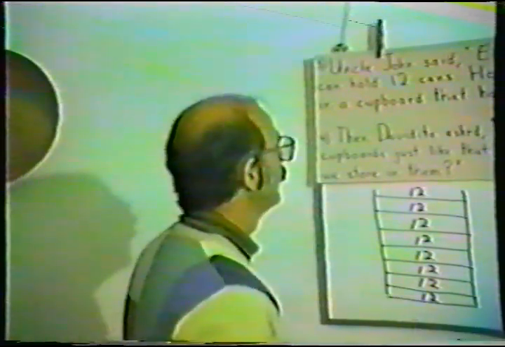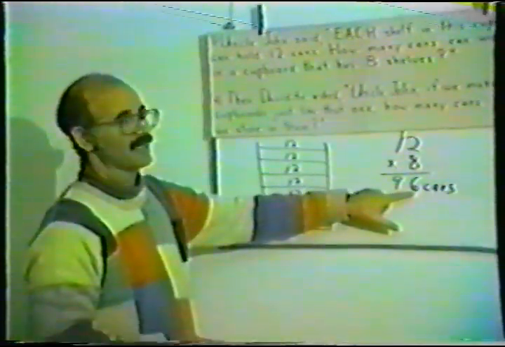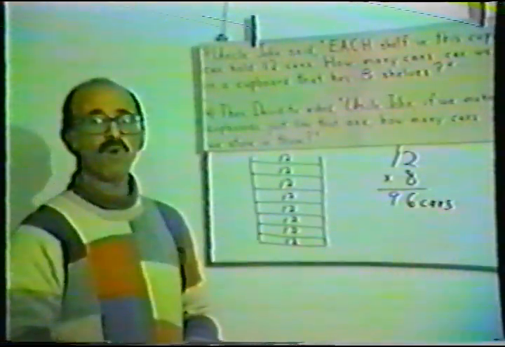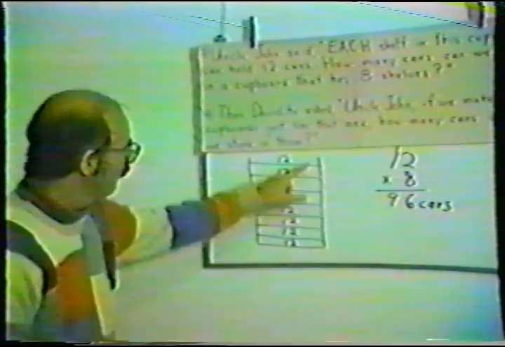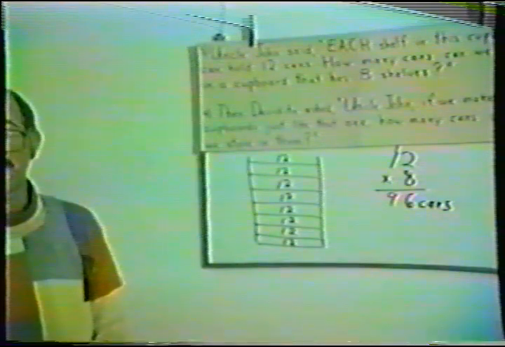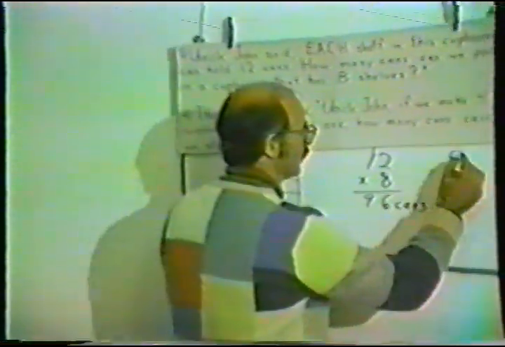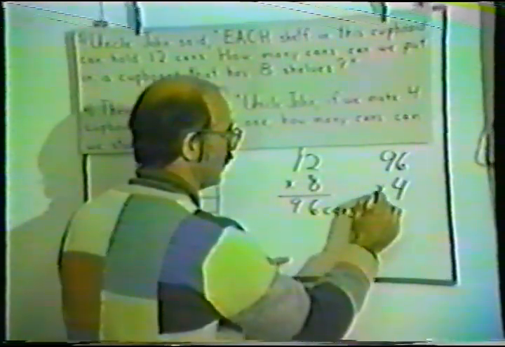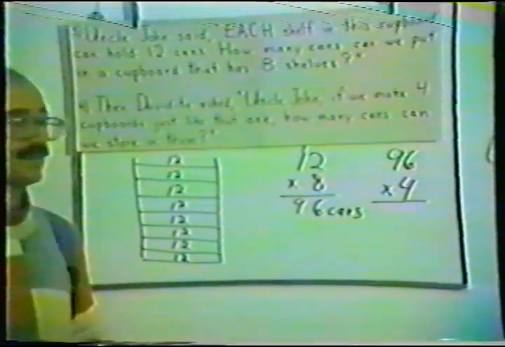We found out that one of those cupboards could hold 96 cans. Now we're going to have 4 cupboards that can hold 96 cans. 4 cupboards just like this. Each one of them has 8 shelves. Well, 96 cans in a cupboard times 4 cupboards. 6 times 4 is? 24.